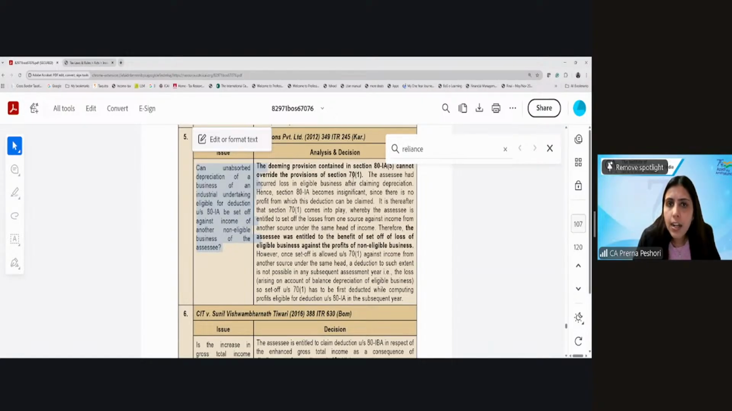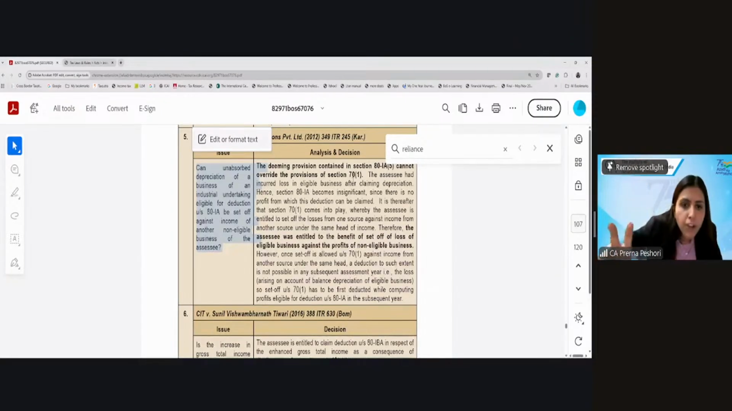So, what does the Karnataka High Court say over here? Same thing, that ATIA 5 cannot override the provisions of 71. The deeming provisions of ATIA 5 are only in respect of the ATIA deduction. It cannot say that you cannot set off the loss against the non-eligible business while computing the total income. So if the assessee has incurred the loss, ATIA 5 is saying that, okay, we will not allow you the deduction because this is your only source of income. But when it says that we are deeming that this is the only source of income, that doesn't mean you cannot set off the loss for computing total income against the non-eligible business under 70.